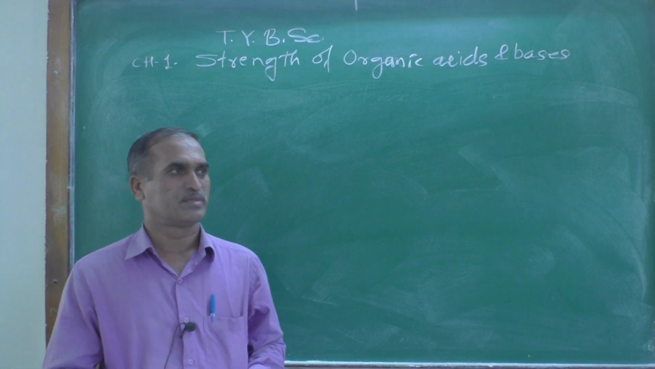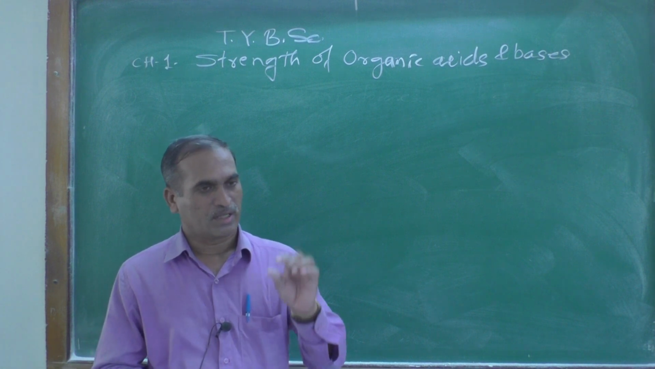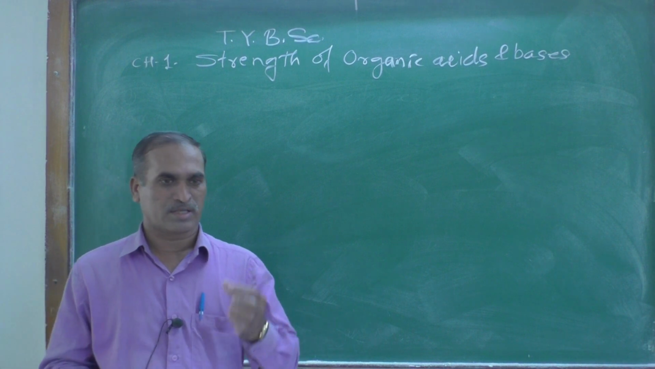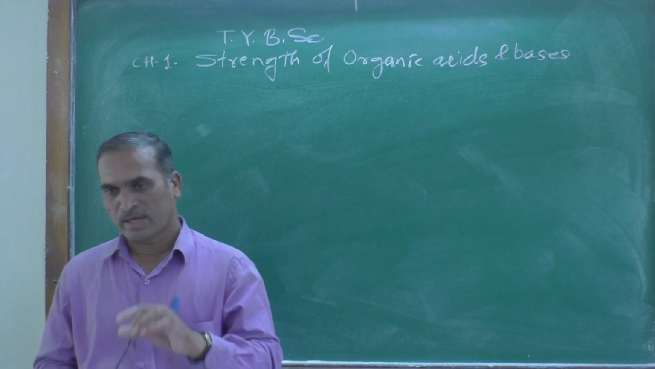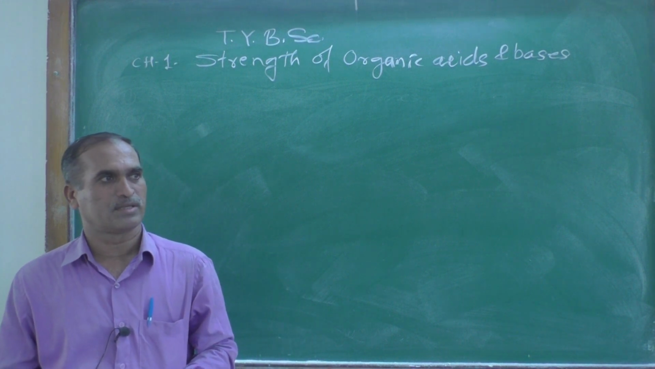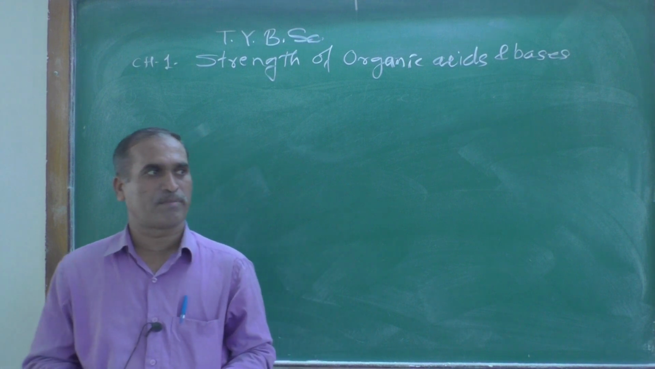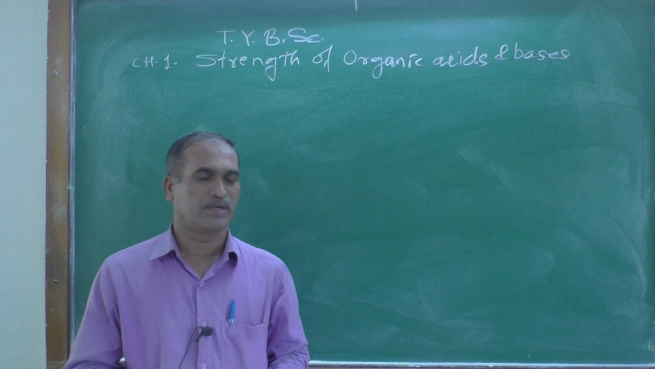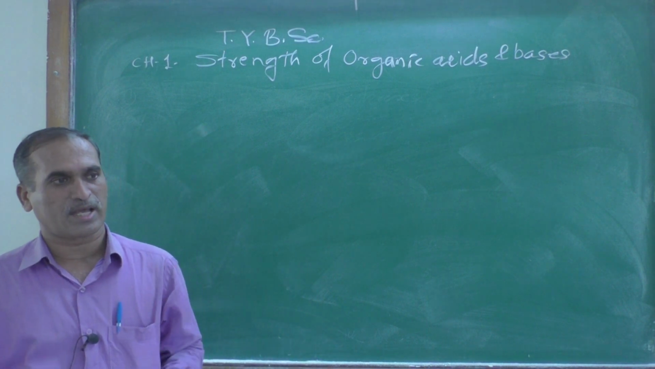Number 2, the electronegativity of B. Number 3, the structural effect of B. And number 4 is the stability of conjugate acid. And last one, the 5th one, the nature of the solvent. So these are the factors.